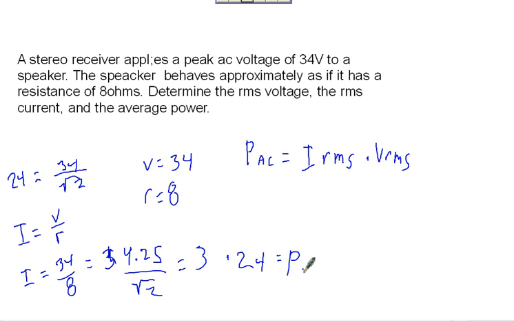What is that? That is what we were trying to find, average power. It's 3 times 24. What's the number when you multiply it together? Oh, derp, 72. So this is an answer, this is an answer, and this is an answer. 72 watts. And this is a smiley face.